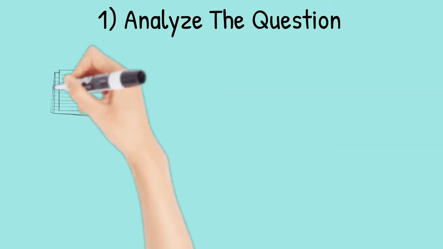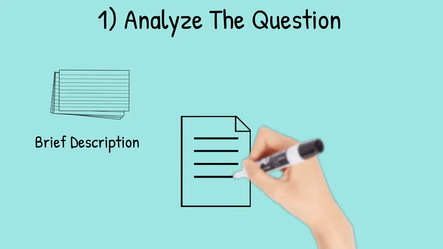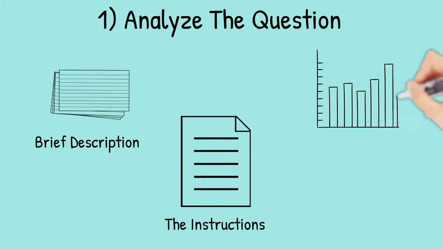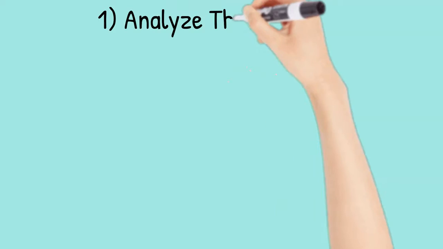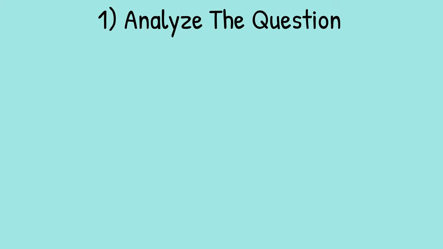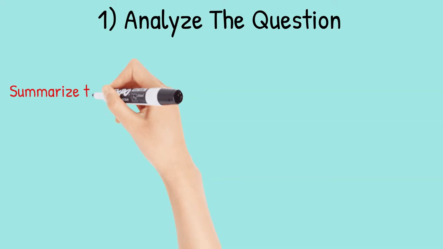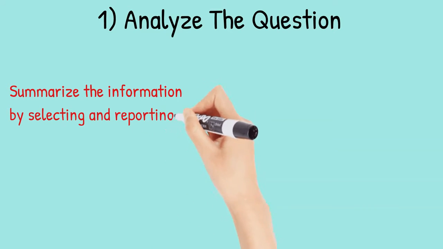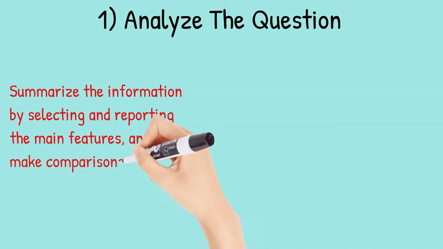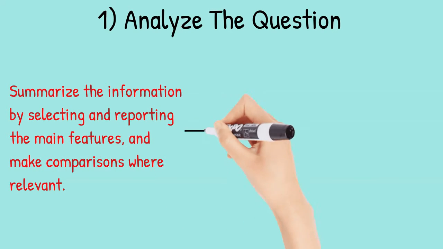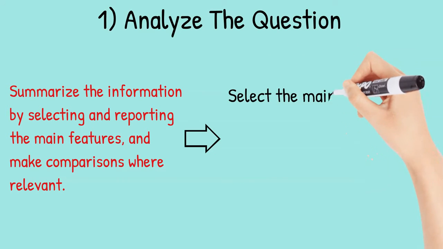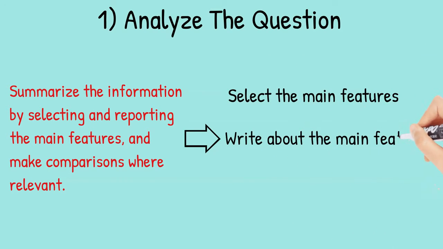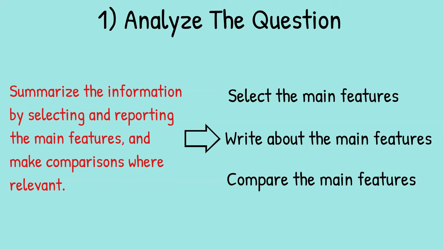Every question consists of a brief description of the graphic, the instructions, and the graphic itself, which could be a chart, graph, or table. To find out what you have to do, you need to look at the instruction sentence. Summarize the information by selecting and reporting the main features and make comparisons where relevant. There are 3 things to do: select the main features, write about the main features, and compare the main features. This is the same for every question and every type of graphic.